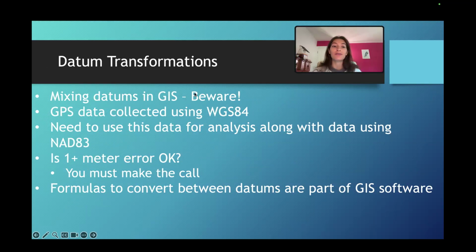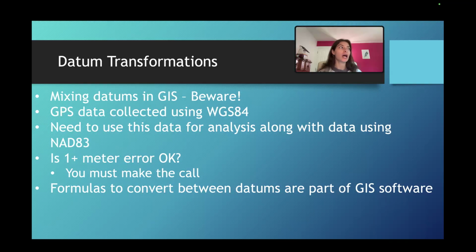So, be careful about mixing datums in GIS. Typically, GPS data is collected using WGS 84. And you need to use this data for analysis along with data that uses NAD 83, let's say in this example. In that case, what is the measure of error that is acceptable for you as a user? There is no exact answer to that. You as the user actually have to make that call.